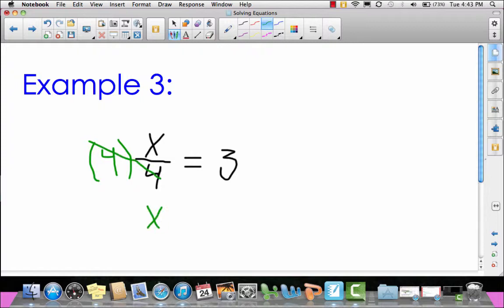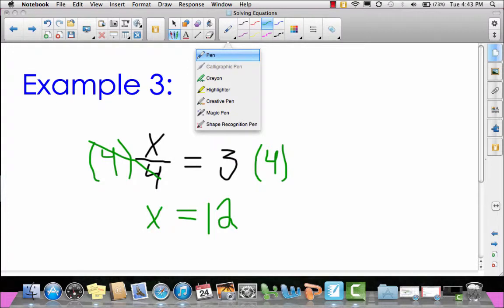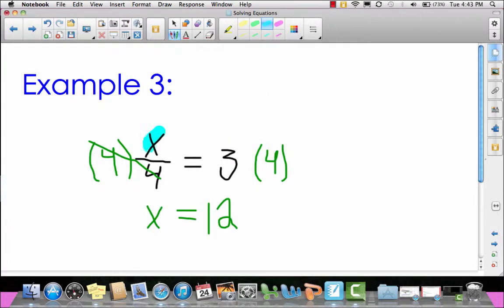And whatever I do on the left, I have to do on the right. So I'm going to come over here and multiply by 4. 3 times 4 is 12. So x equals 12. If I want to check my work, I can put 12 in for x. And so I'll replace it right here. 12 divided by 4 equals 3. So that is also correct.